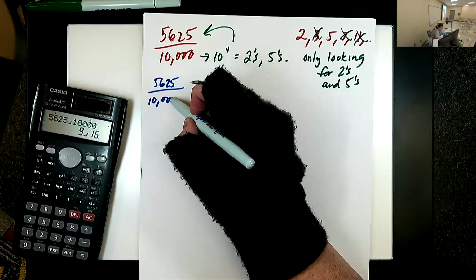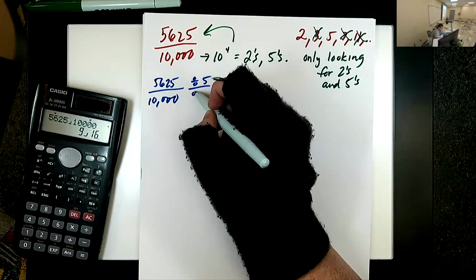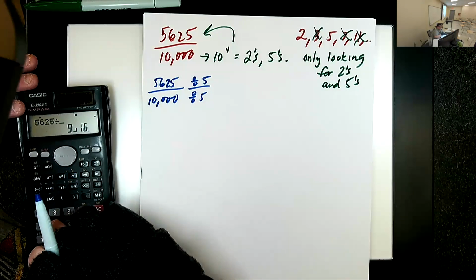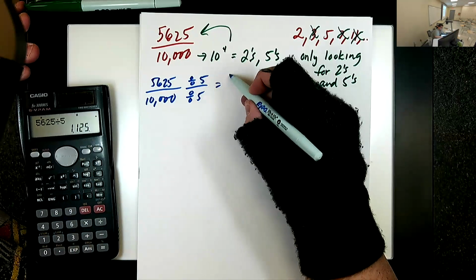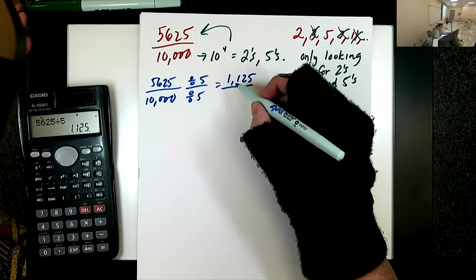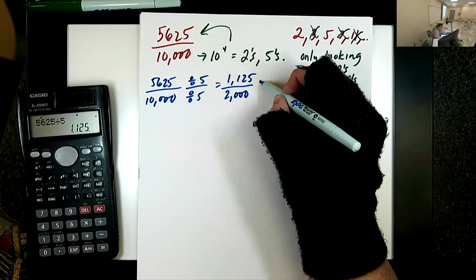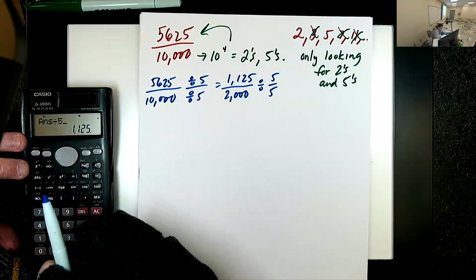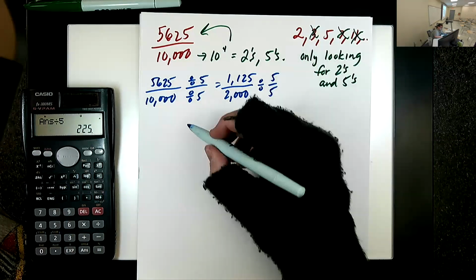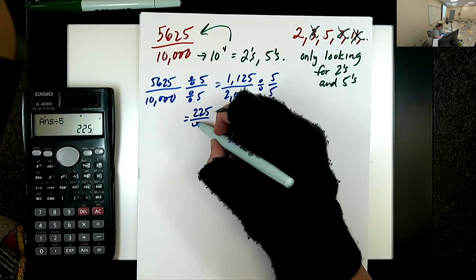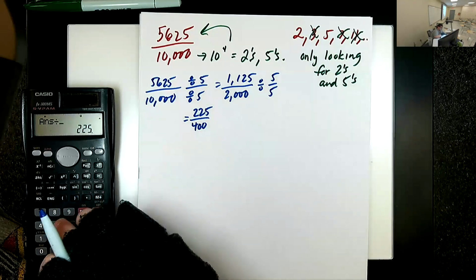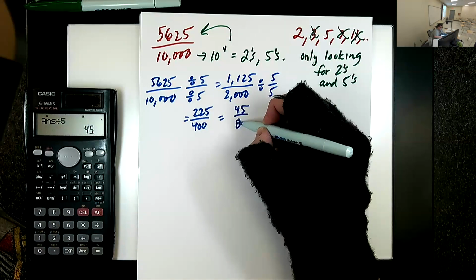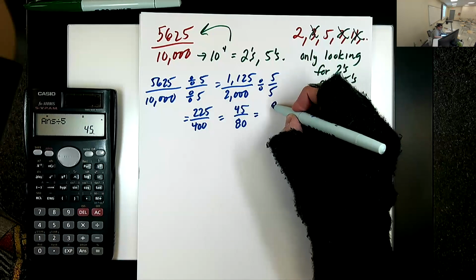5625 over 10,000, we divide by 5 on top and bottom. Top is 1,125, the bottom is 2,000. Looks like we can divide again. I get 225 over 400. I can divide it again. I get 45 over 80. And if I divide by 5 again, I get 9 over 16.